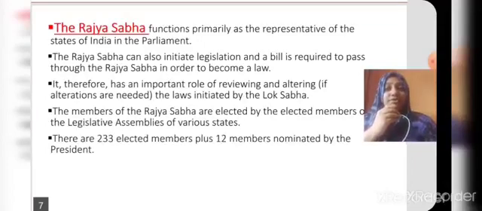There are 233 elected members plus 12 members nominated by the president. Okay, 233 are the members already, and 12 members are separately nominated, not elected, by the president. Yes.